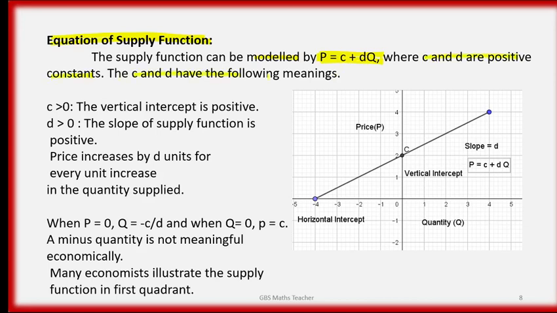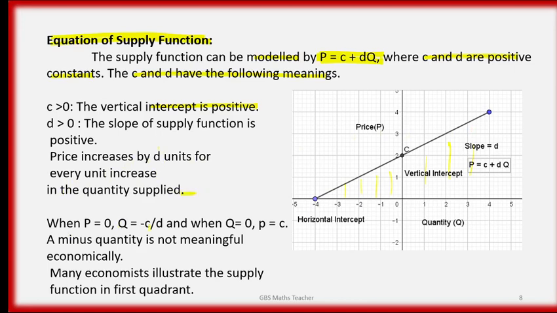C and D have the following meanings. C greater than 0: the vertical intercept is positive, you can see here the vertical axis is positive. And D greater than 0, so the slope of the supply function is positive, it goes up. Price increases by D units for every unit increase in the quantity supplied.